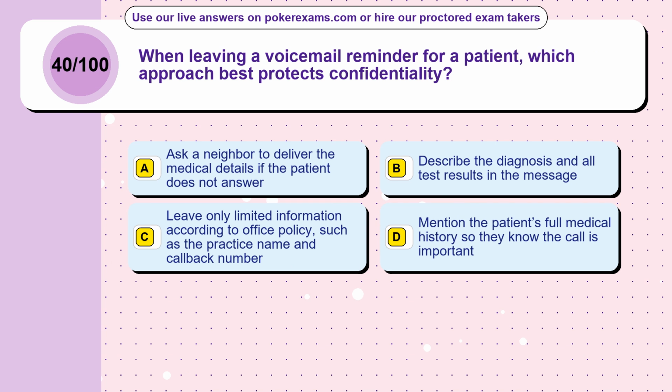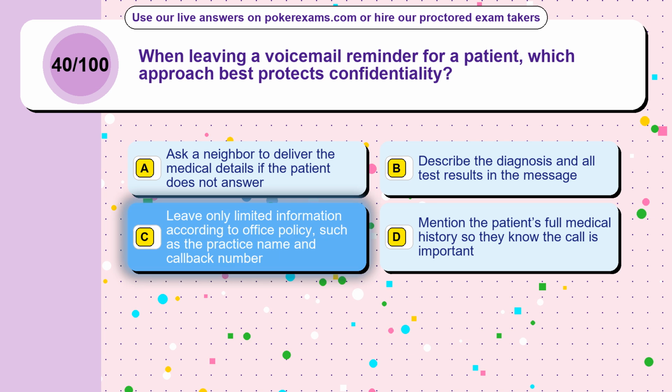Question 40. When leaving a voicemail reminder for a patient, which approach best protects confidentiality? Option A. Ask a neighbor to deliver the medical details if the patient does not answer. Option B. Describe the diagnosis and all test results in the message. Option C. Leave only limited information according to office policy, such as the practice name and callback number. Option D. Mention the patient's full medical history so they know the call is important.